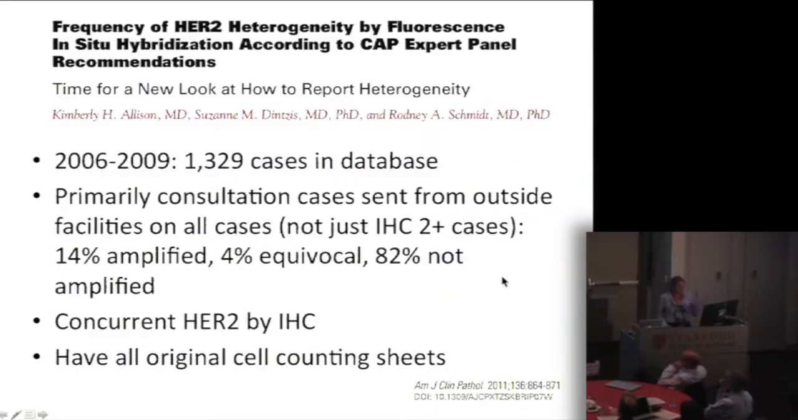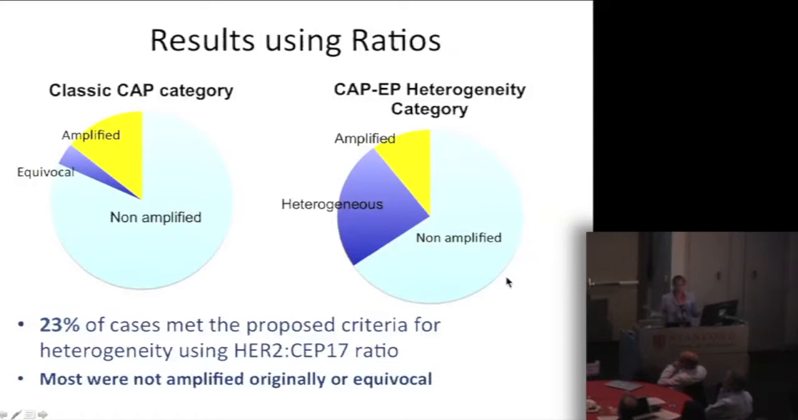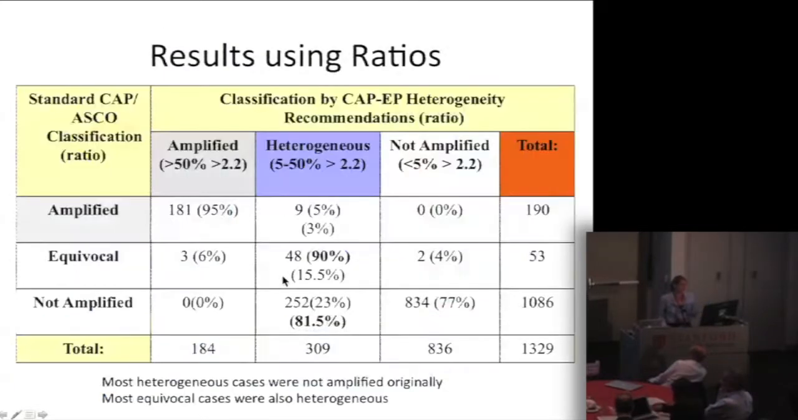So when I was at University of Washington, we were curious, how common are these? Nobody really asked the question, how common are these low intermixed mosaic-style heterogeneous cases? And so we looked at our cases and said, if we applied this recommendation, what would happen to how our cases would be reported? And in fact, almost a quarter of them would have been reported as heterogeneous, and the vast majority of them would have been in the cases that were called not amplified. So could this really be significant? So most of our not amplified cases had heterogeneity by that definition.